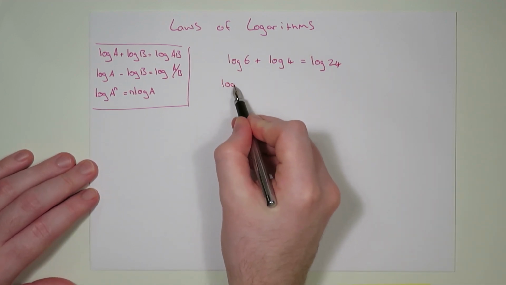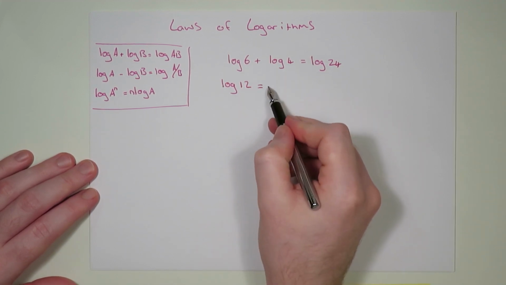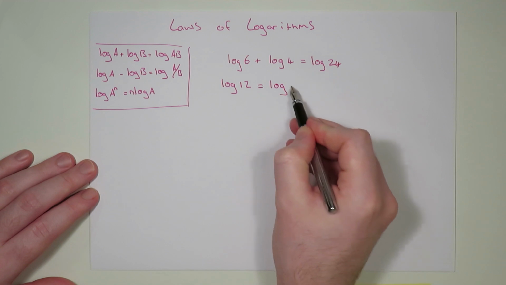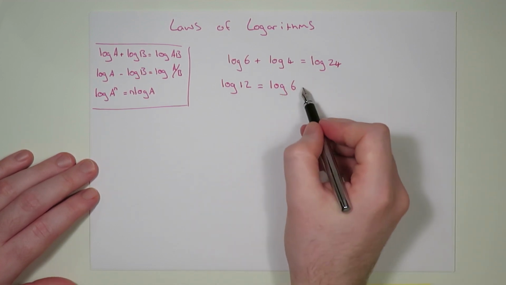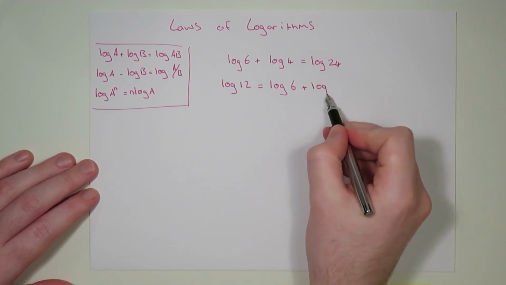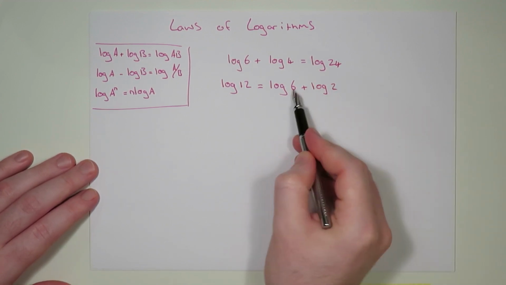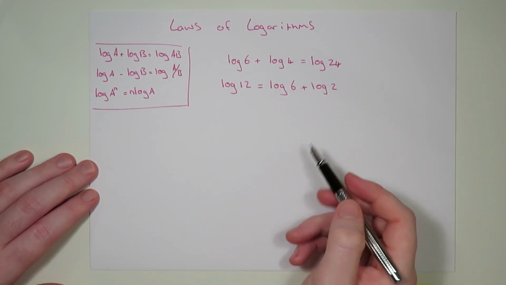Now alternatively, you can do this in reverse as well. You can have log 12 and you can say, okay, well, what's log 12? Say if I wanted that written so that it included a log 6. You would have to say that is log 6 plus log 2, because 6 times 2 gives you 12. So that's how you can add them.